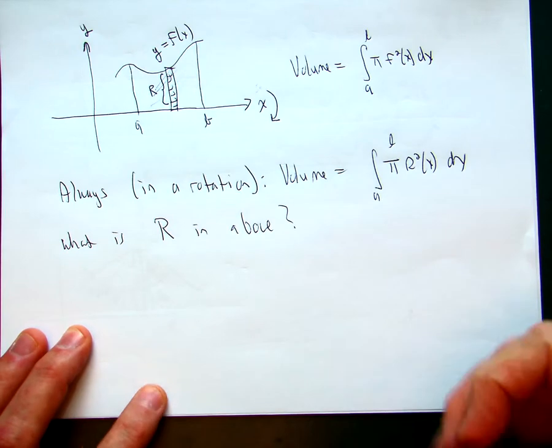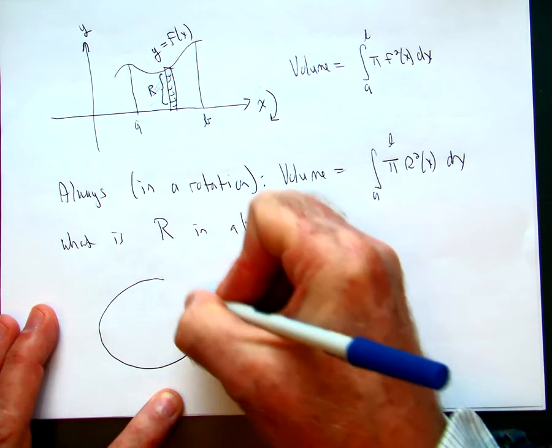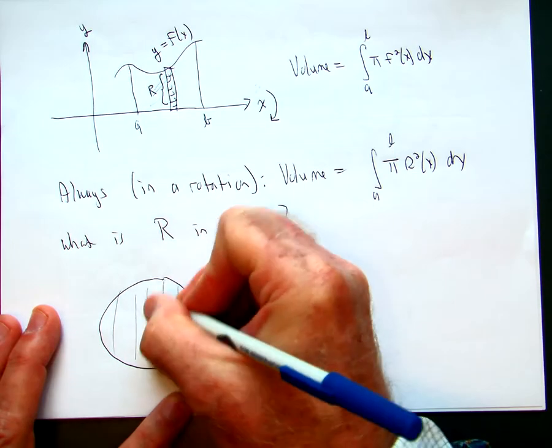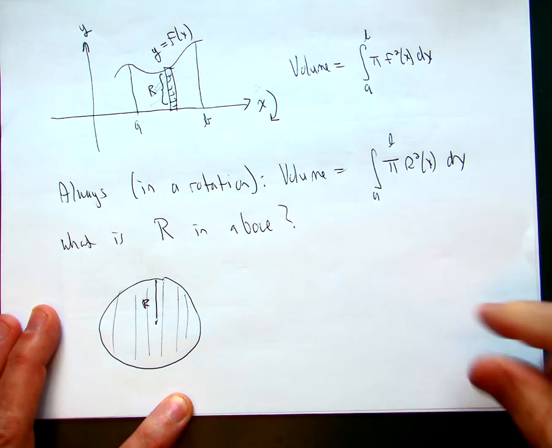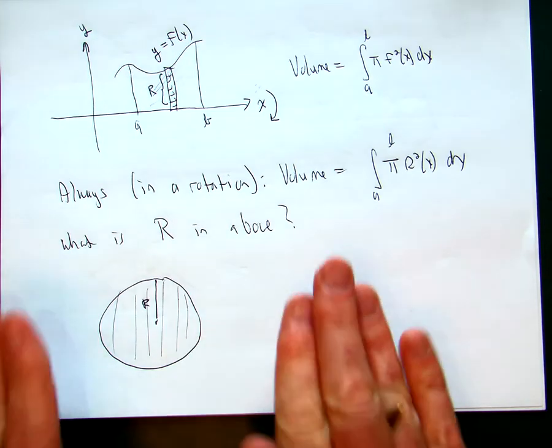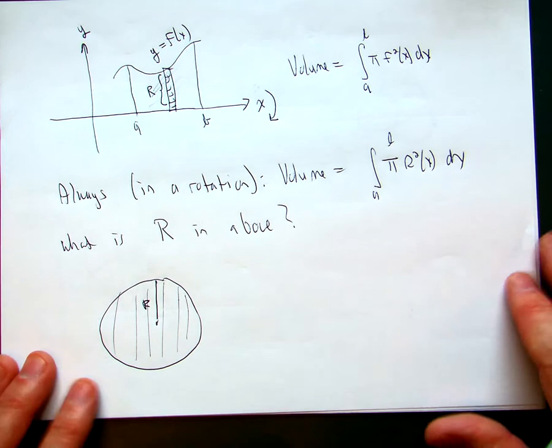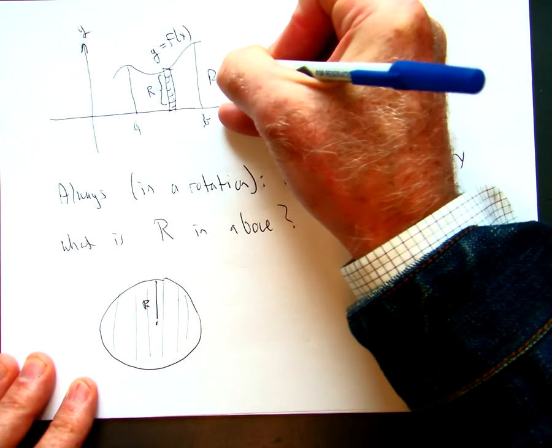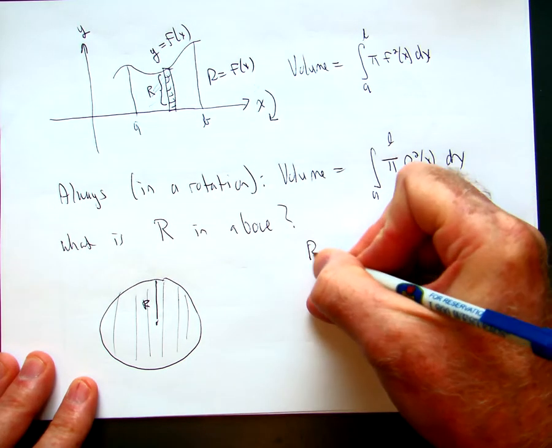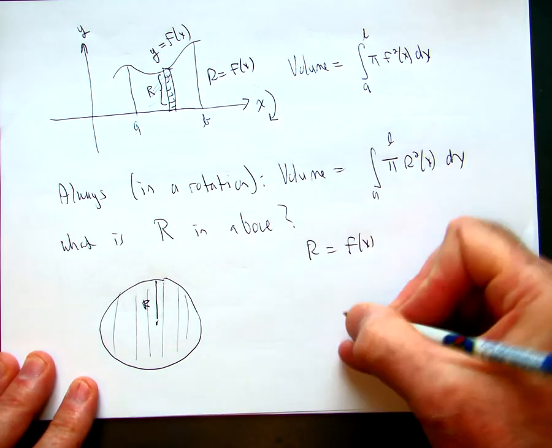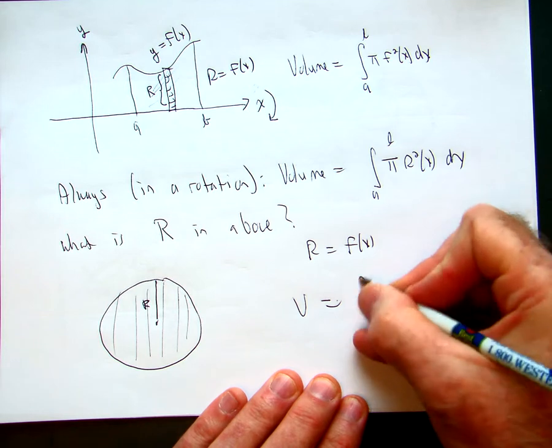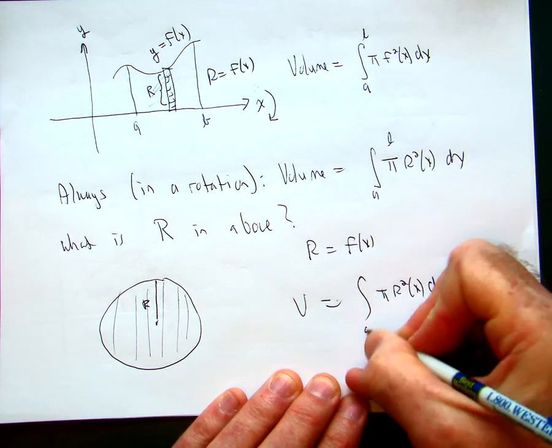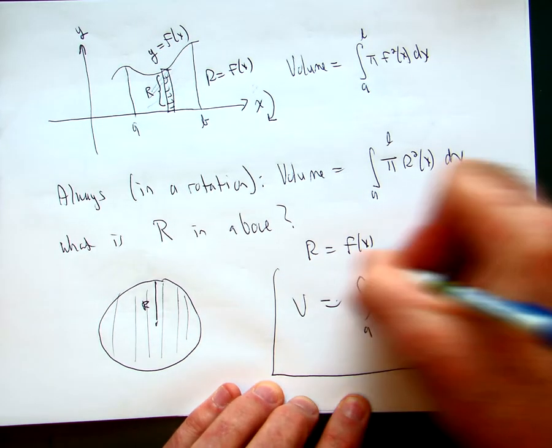Because when you rotate that around, you're going to get a disk that looks like this. And this piece right here is r. So that's just sort of if I take a side view like that and then put it on the bottom, look at it from the top, that's what I get. So what's r in the above? Well, r is just equal to the function. So r is equal to f of x. So that's why in this integral, volume is pi r squared dx. So that's the key idea.